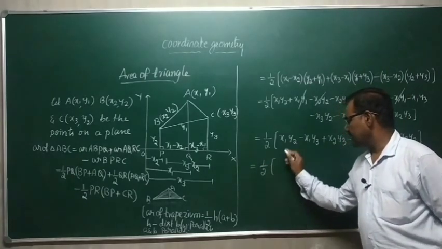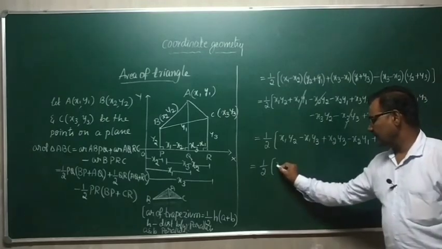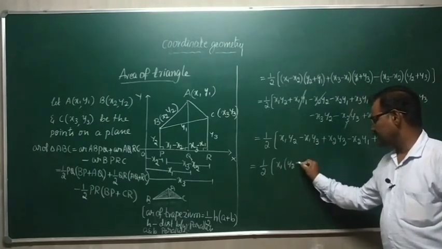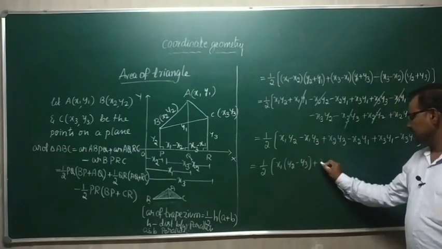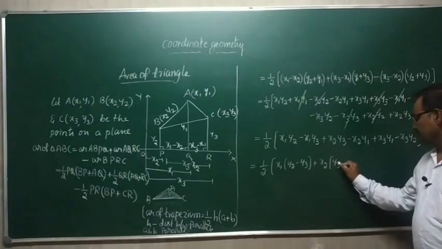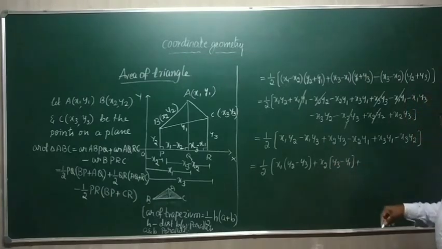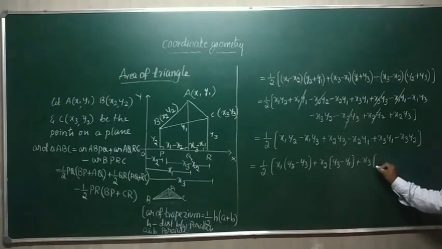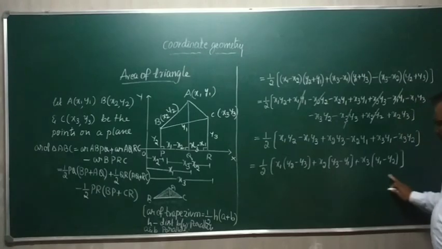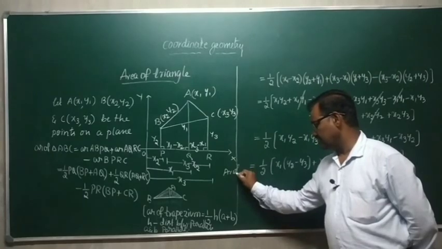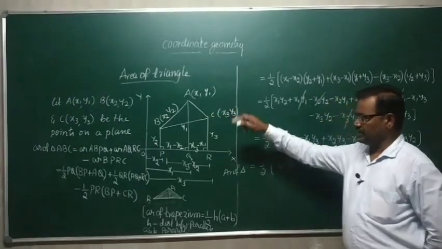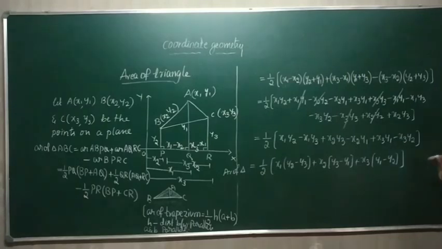Now take x1 common factor from both: x1 (y2 minus y3), plus x2 common factor, remaining y3 minus y1, x3 common factor, y1 minus y2. Yes, so this is the formula for the area of a triangle. For finding the area of a triangle when 3 points are given, this is the formula which we can use.